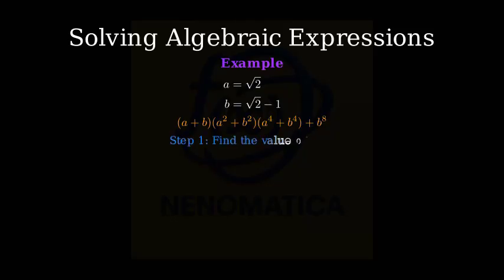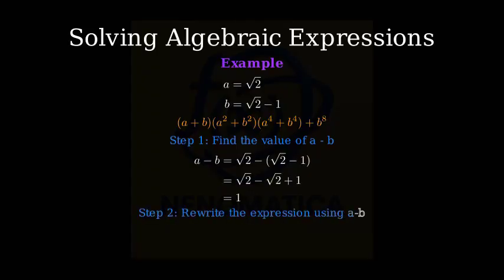First, let's determine an important relationship. If a equals the square root of 2 and b equals the square root of 2 minus 1, then let's calculate a minus b. a minus b equals the square root of 2 minus the quantity square root of 2 minus 1, which simplifies to the square root of 2 minus the square root of 2 plus 1, which equals 1.